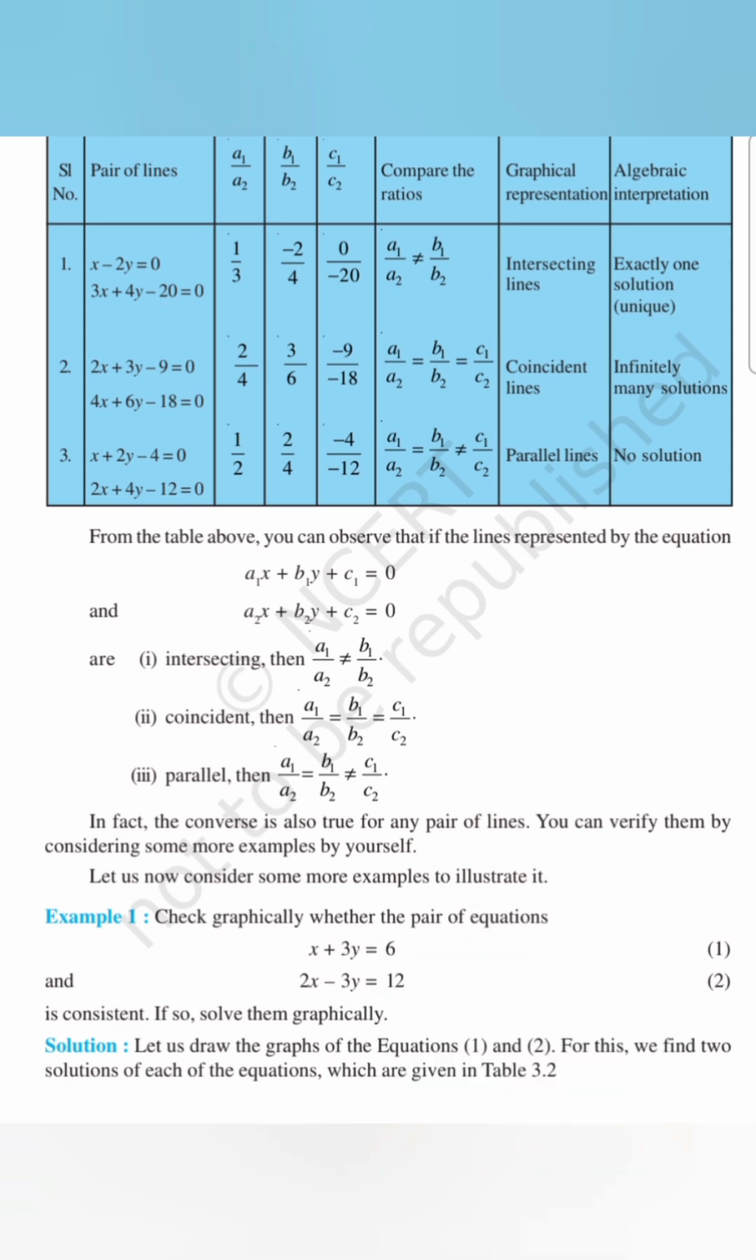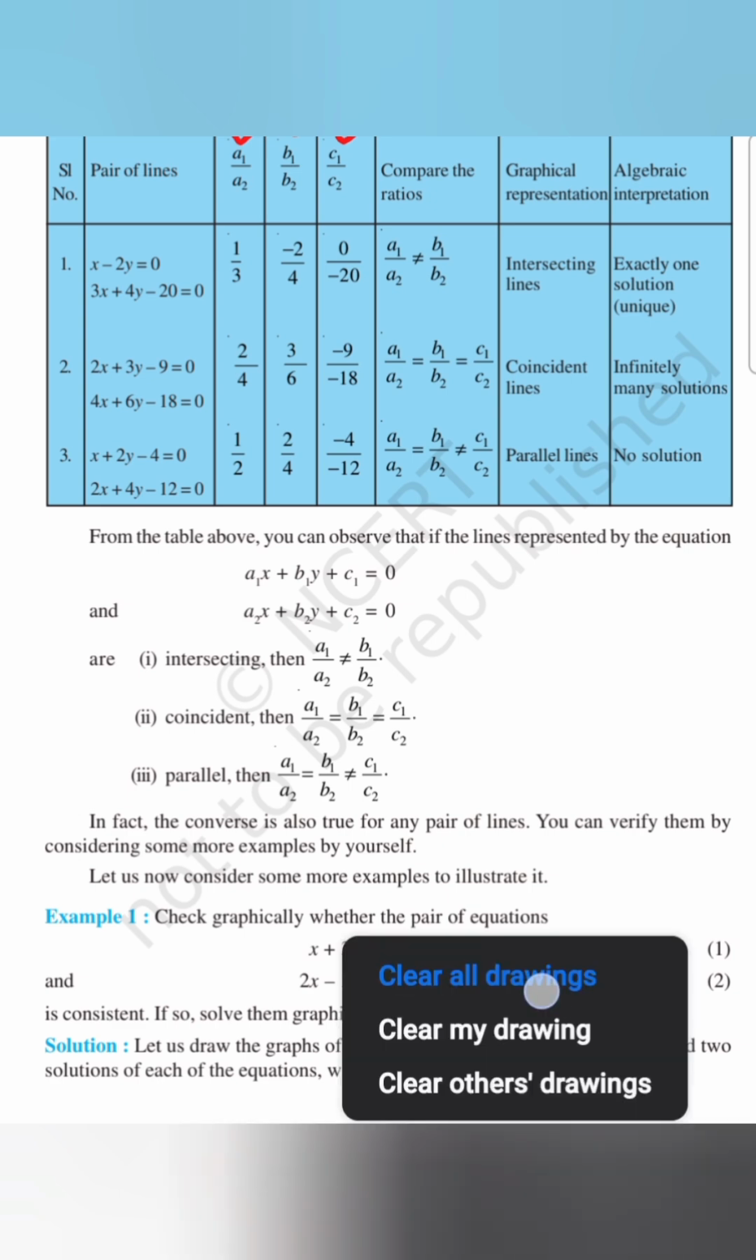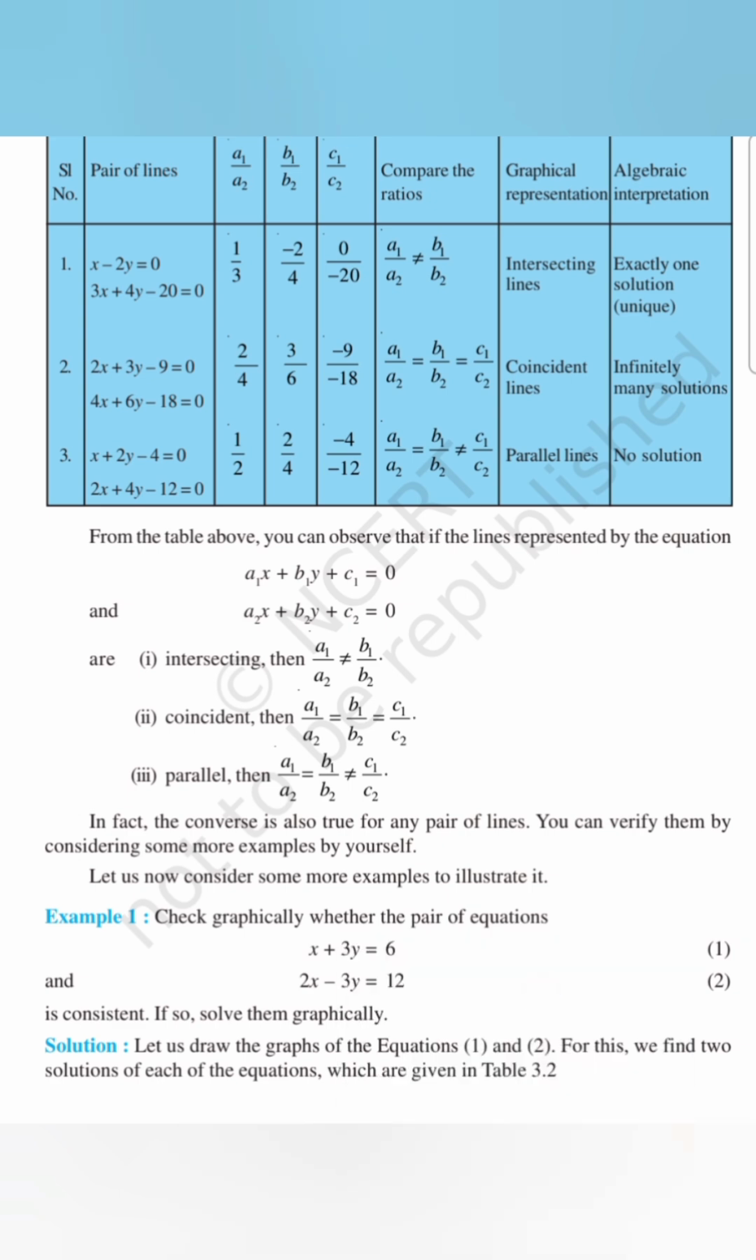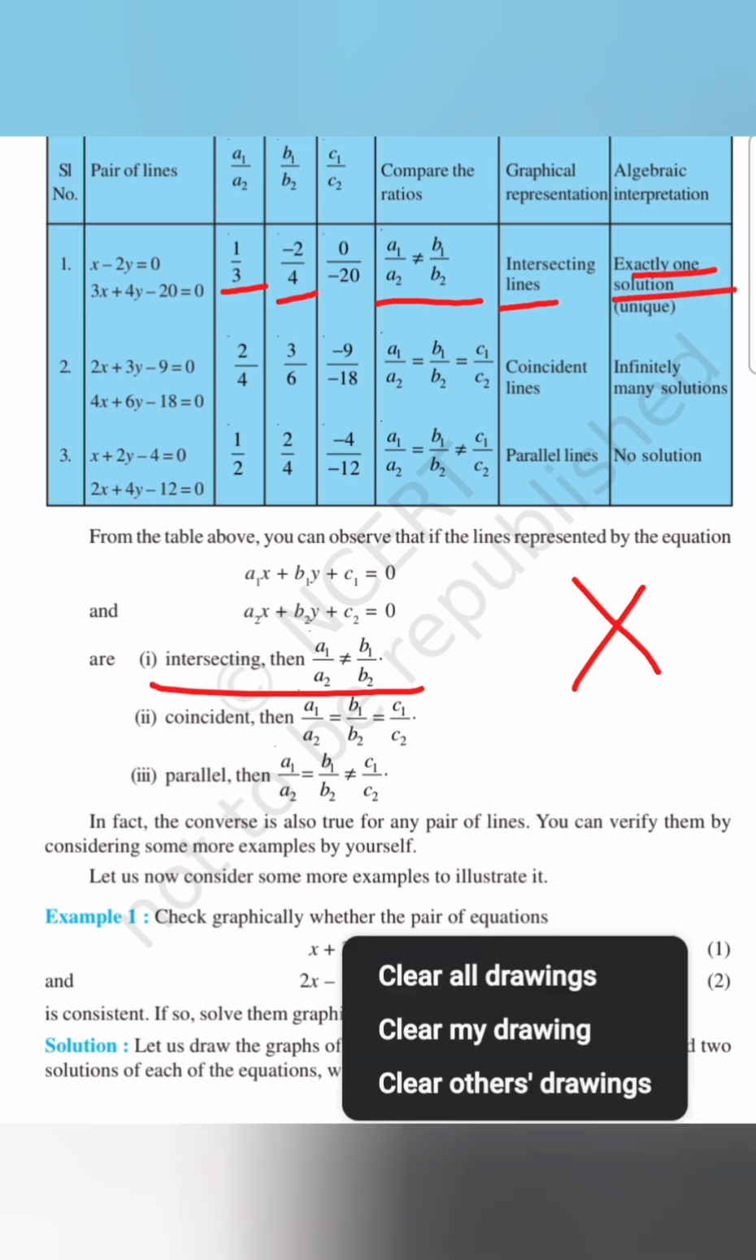Once you know all these values, a1, a2, b1, b2, c1, c2, you can calculate the ratios a1 by a2, b1 by b2, and c1 by c2. After you calculate these ratios, you have to compare them, like a1 by a2 and b1 by b2. They are not equal in this case. So they are intersecting lines because you have this condition for intersecting lines. And if they are intersecting, they'll intersect at exactly one point. So they'll have exactly one solution or a unique solution.